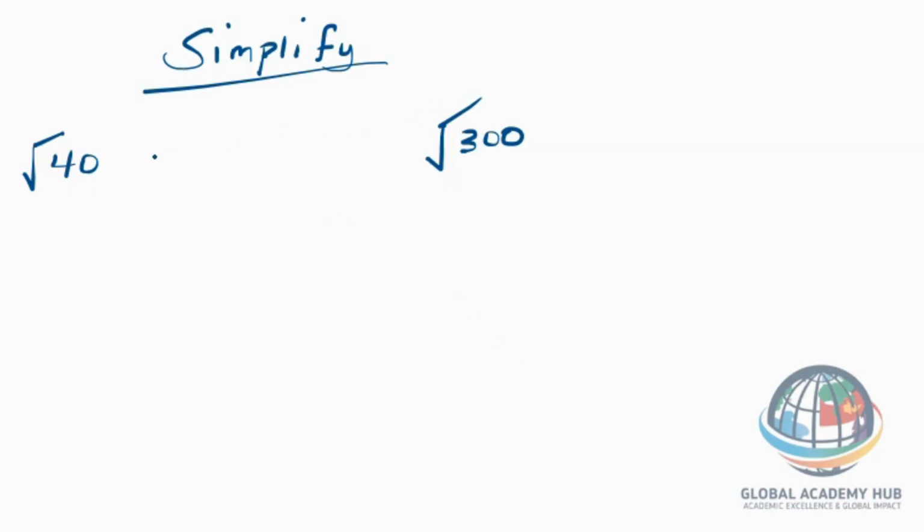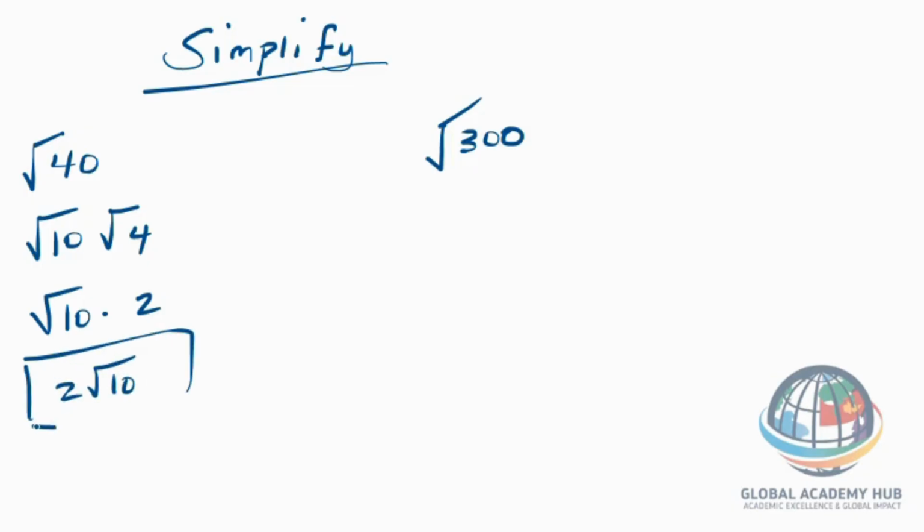All right, let's simplify a couple more. At this point, feel free to pause the video and give it a try. The square root of 40 is the square root of 10 multiplied by the square root of 4. Square root of 4 is a perfect square. That's going to give me 2. So that's going to be square root of 10 multiplied by 2. And so my answer is 2 multiplied by the square root of 10.